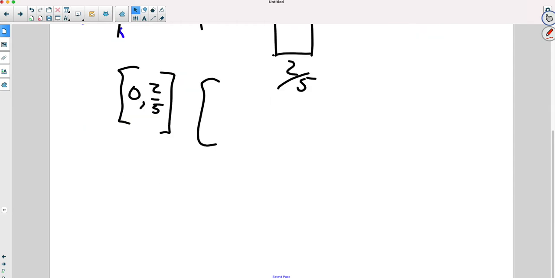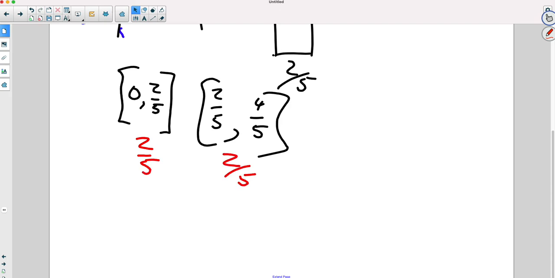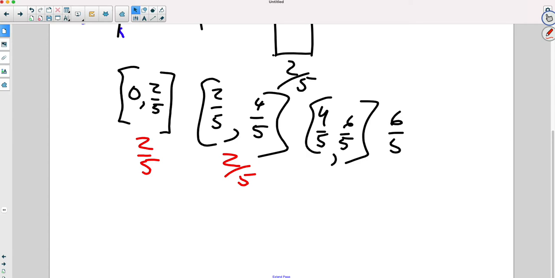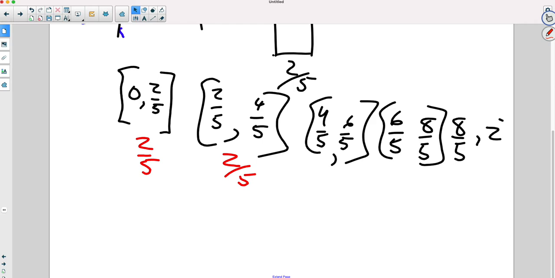They're touching each other. 2/5 and what? 4/5, right? Each of these has a width of 2/5. What's my next box? 4/5 to 6/5. Let's just leave it as an improper fraction. And then 6/5 to 8/5. And then 8/5 to 10/5, which is 2. So can everyone see that these are the 5 rectangles?